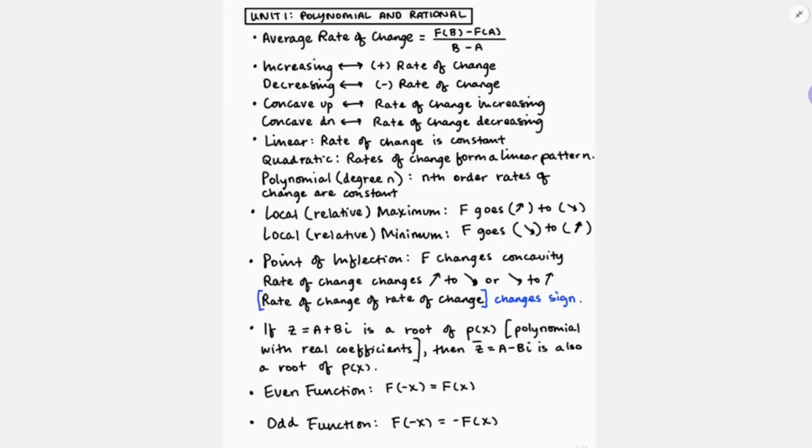We need to know that a linear function has a constant rate of change, and that the rates of change of a quadratic function form a linear pattern. We also need to know, for when we go to do modeling later on, that a degree n polynomial has constant nth order rates of change when the x values are evenly spaced. And for a local, also called a relative maximum, in pre-calculus we just say that's where a function goes from increasing to decreasing, and a minimum is where that function goes from decreasing to increasing.